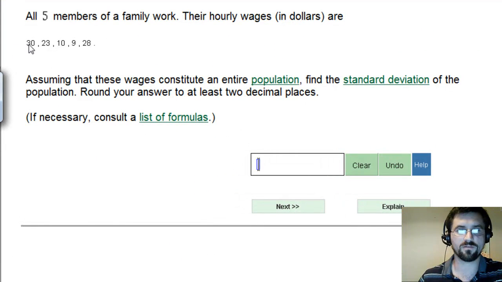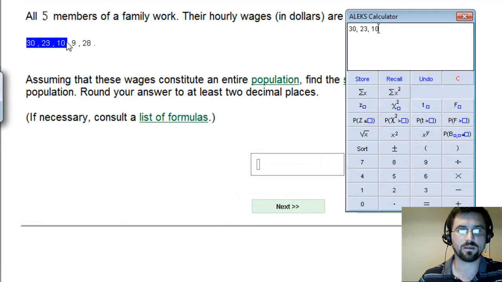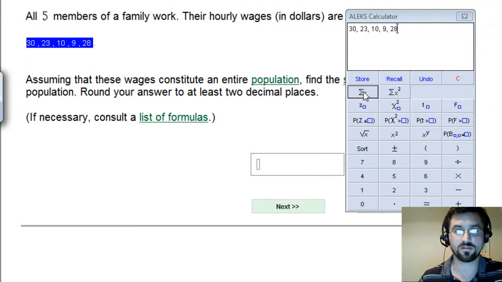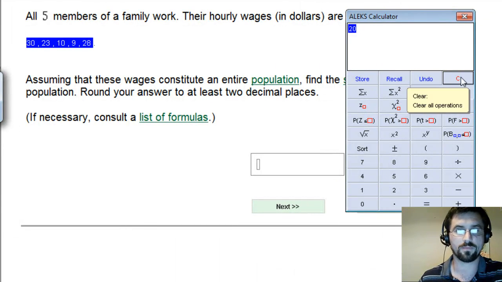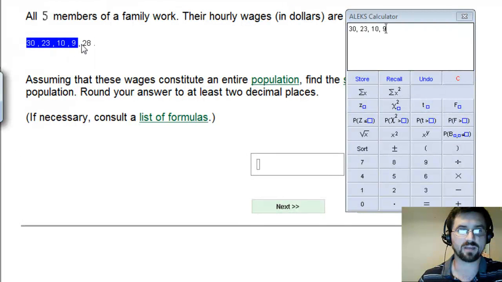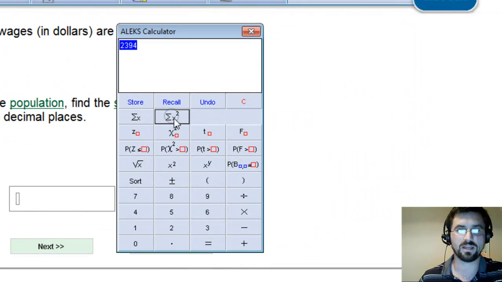We want to first find the average. Easiest way to do that is drag across the numbers, hit sum of the x's, and this time there's 5. So we divide by 5, we'll get 20. Okay, and you can remember 20. There's no need to store it. Next part, we want the sum of the x squareds. Not easy to do by hand, but very easy in Alex. Drag and hit sum of x squareds.